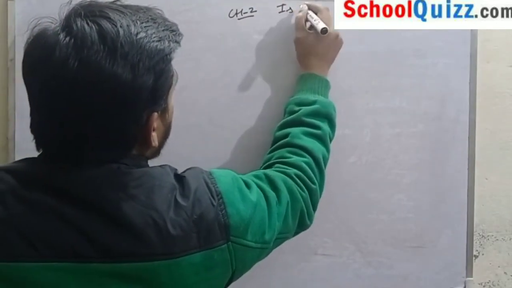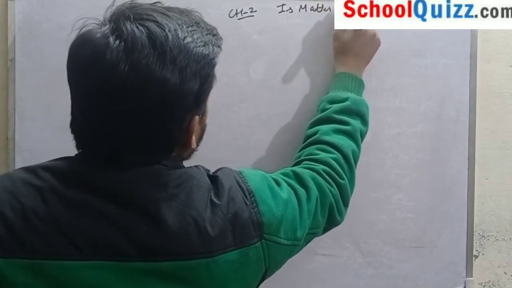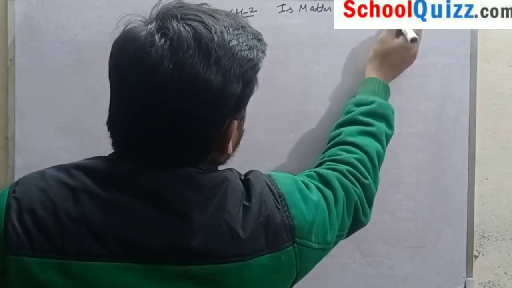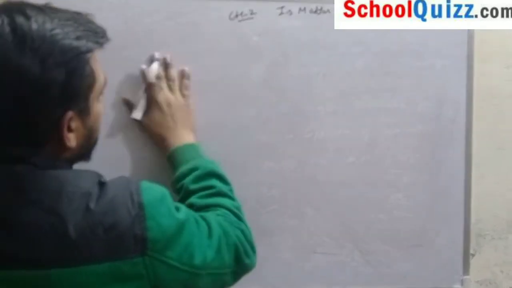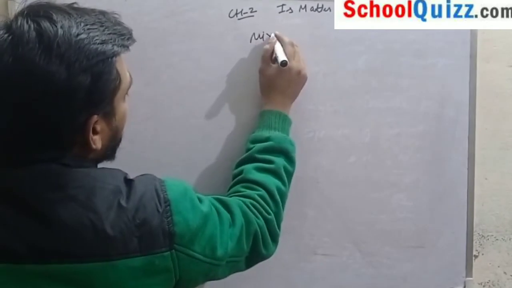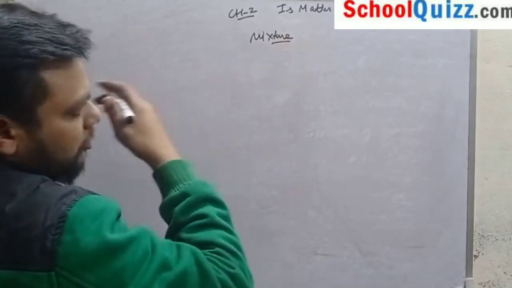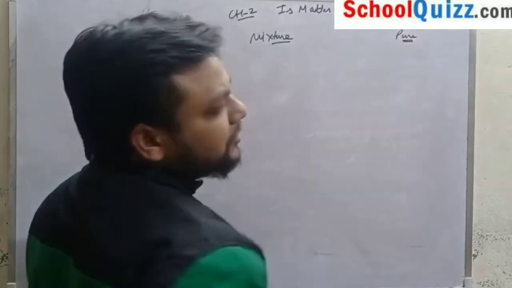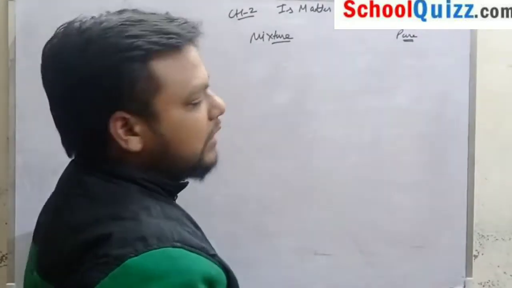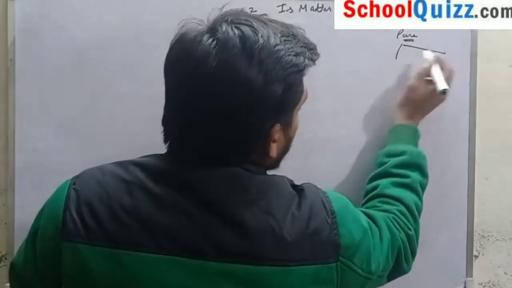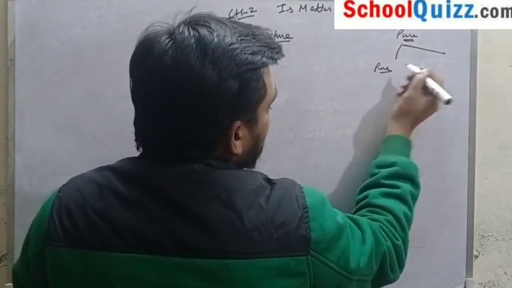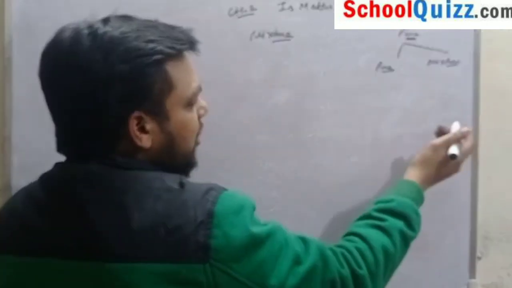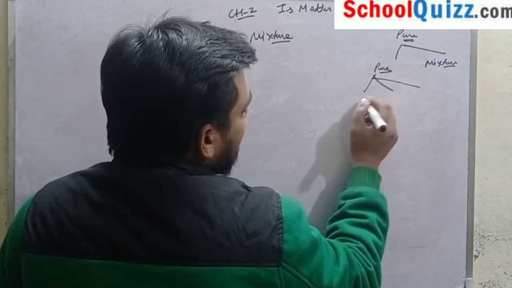First of all, chapter number 2 is Is Matter Around Us Pure? So today we will discuss what is a mixture. First of all, we will take a brief introduction. A pure substance is composed of only one type of particles, and matter can be classified as a pure substance, or a mixture, which is an impure substance.